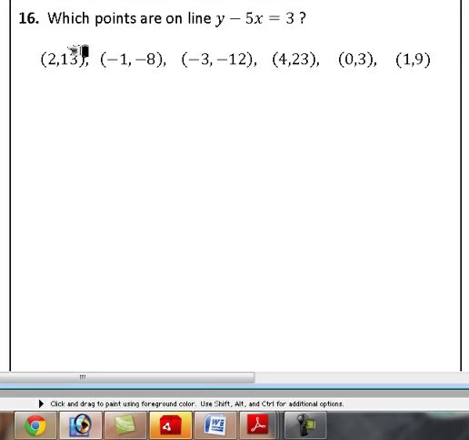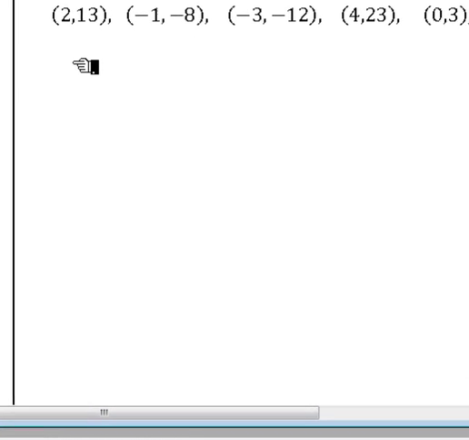Number 16 asks which points are on the line y minus 5x is equal to 3. Well, how do we know if a point is on the line? We're certainly not going to graph the line and plot the points. That wouldn't be an exact method. What we do is simply substitute in these values, 2 for x and 13 for y, and we see if they satisfy the equation. All right, so let's write down our equation here.